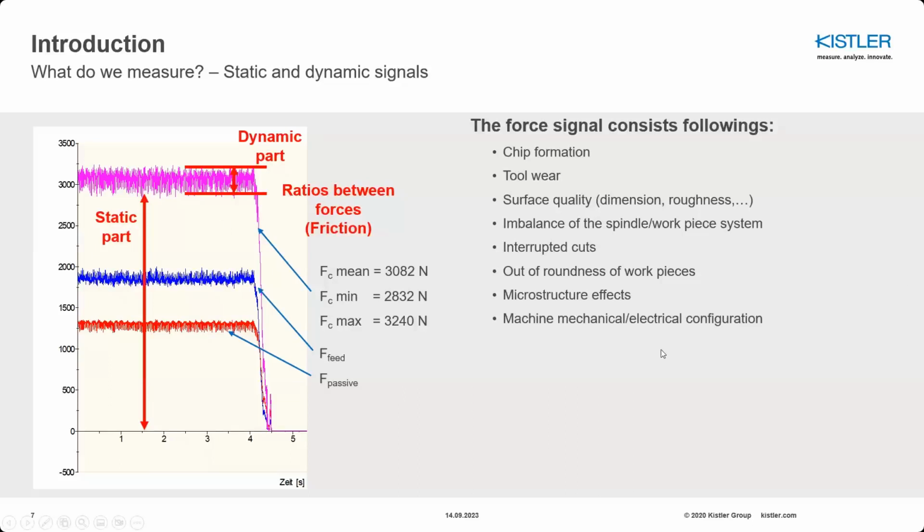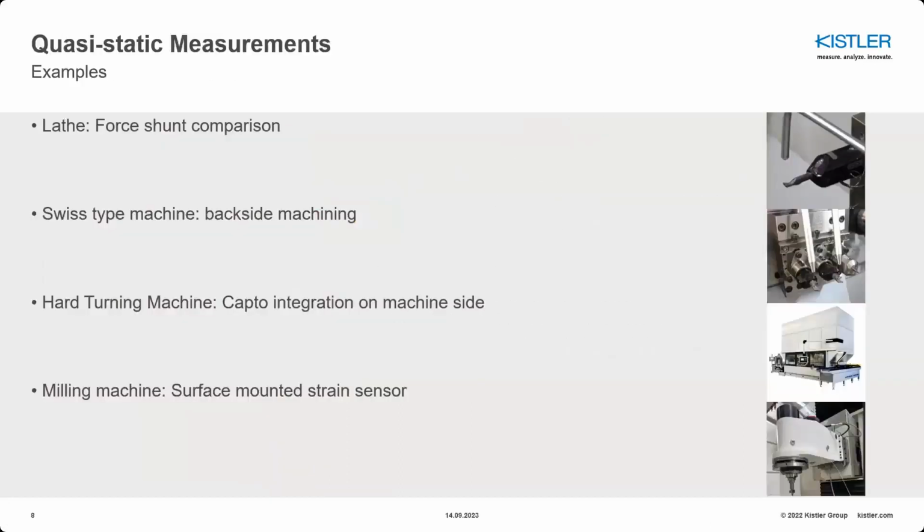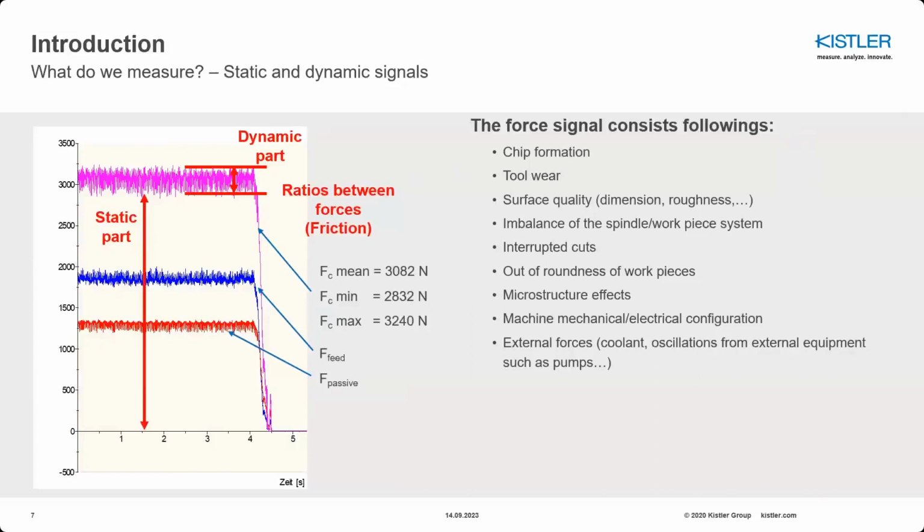Machine mechanical and electrical configuration, yes, machine stiffness, whether it is a stiff machine, both dynamic and static, will affect your force values. External forces can come from coolant or oscillation of certain equipment, and they will affect the signal. So really, there are certain things that you see with the force signal that you don't see with vibration measurements. That's one of the big reasons that we are really focusing on force measurement, direct or indirect.